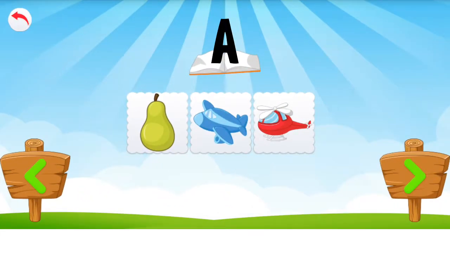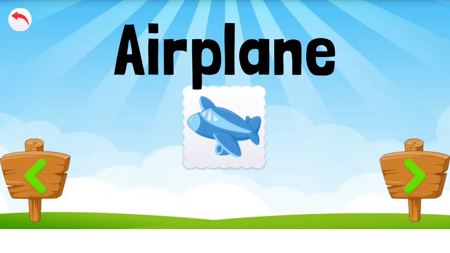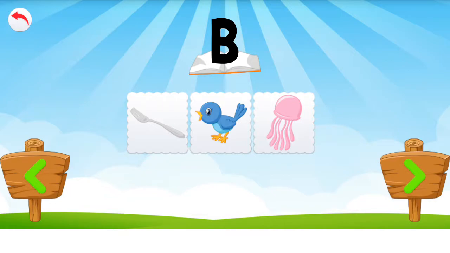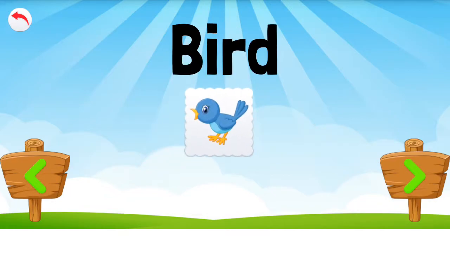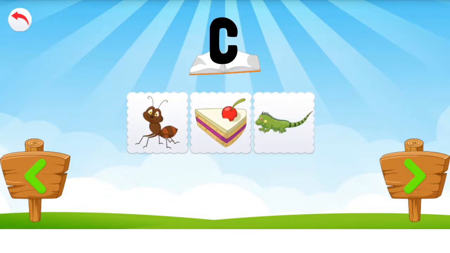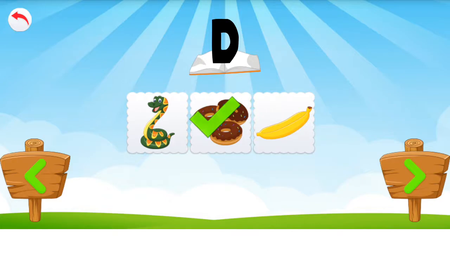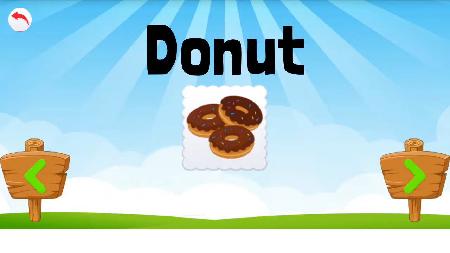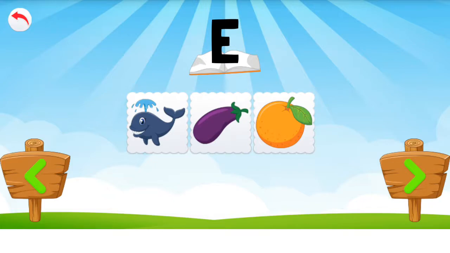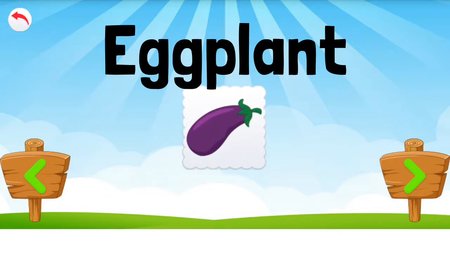Find the object that starts with the letter A. Good for you! A is for airplane. Good thinking! B is for bird. Keep it up! C is for cake. Fabulous! D is for donut. Amazing! E is for eggplant.